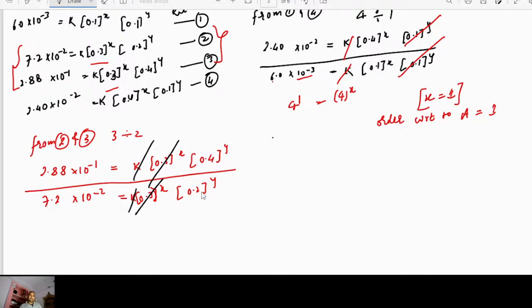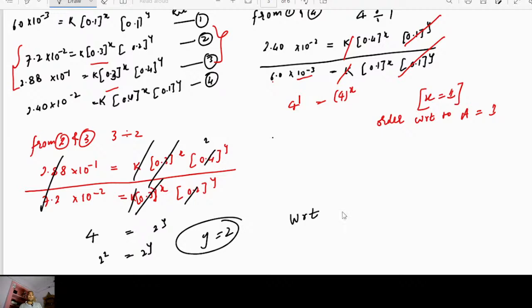Here 2 2 is 4, this will be 2. Now you divide this, it will go in the numerator, so it is plus 2. So plus 2 minus 1 is 10. So 28.8 by 7.2, 7 times 4 is 28, this will come 4 times. So 4 is equal to 2 power Y. Here you can compare 2 power 2 with 2 power Y, so Y is equal to 2.